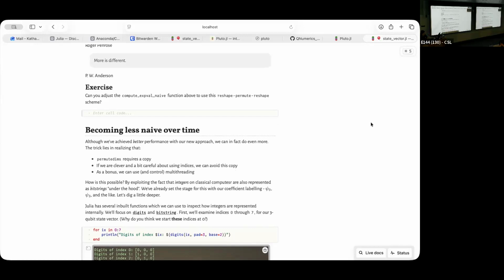So I guess also in this, just keeping stuff moving, it sounds like a lot of people are making progress. The reshaping and permuting works pretty well for larger size systems, but we can actually do even better.